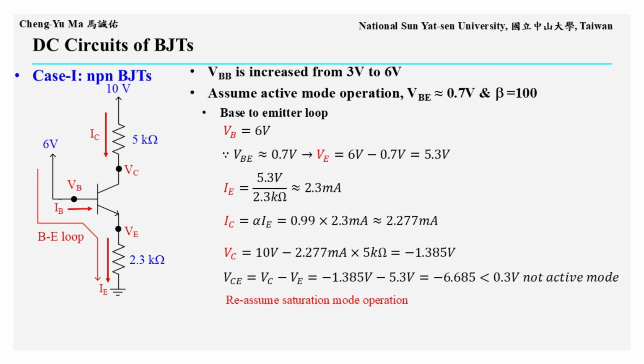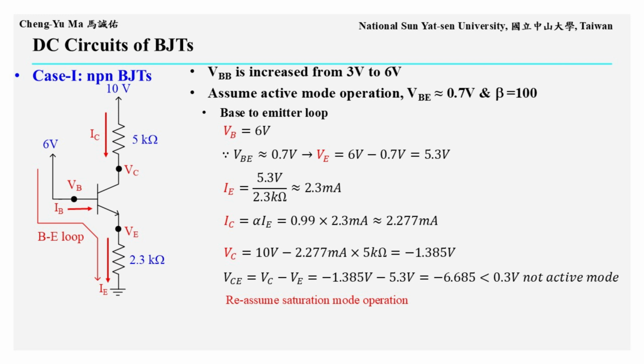Next, IC equals alpha times IE, about 0.99 times 2.3 milliamperes, which gives 2.277 milliamperes. Then VC equals 10 volts minus IC times RC, which gives negative 1.385 volts. Clearly, VCE equals VC minus VE, which is negative 1.385 volts minus 5.3 volts, or negative 6.685 volts. This is less than 0.3 volts, so the BJT is not in active mode.